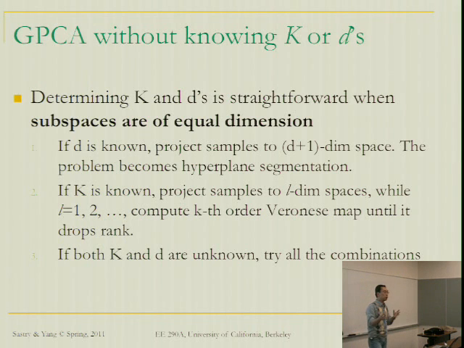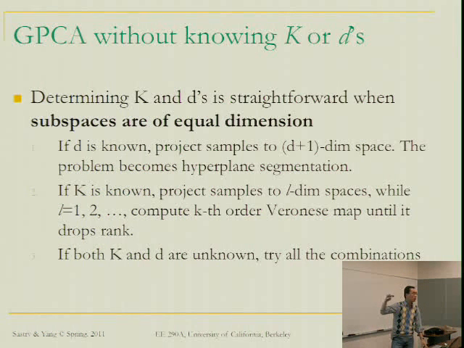If you have a range of the subspace from 2 to 5, you can try K equal to 1, 2, 3, 4, 5, and then you raise the subspace dimension to 3, 4, 5, 6. You try all of them, at the point where the first time the V matrix drops rank.